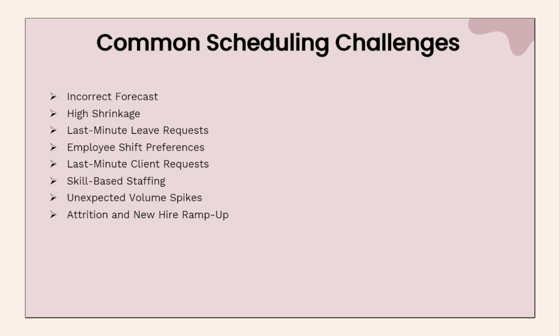Attrition and new hire ramp up. Attrition and new hire ramp up are among the most important things you need to consider, because attrition happens. If attrition is happening, you will be understaffed for those intervals in which you have plotted that agent, so we need to change that. New hire ramp up means some people were newly hired and were in the training phase, and now they will be coming to the process. So we also need to create schedules for those people.